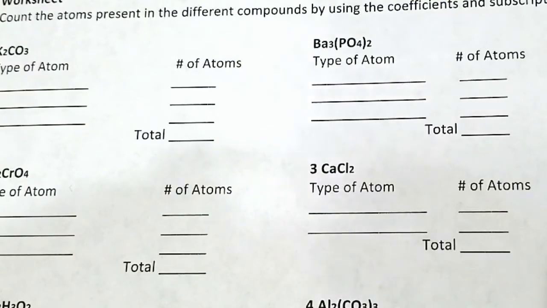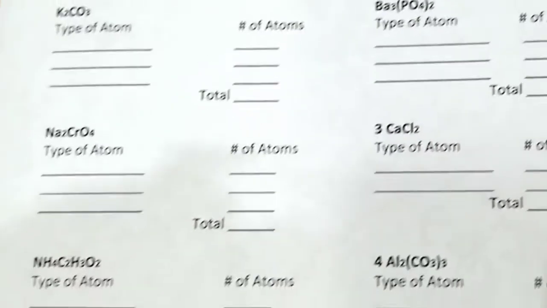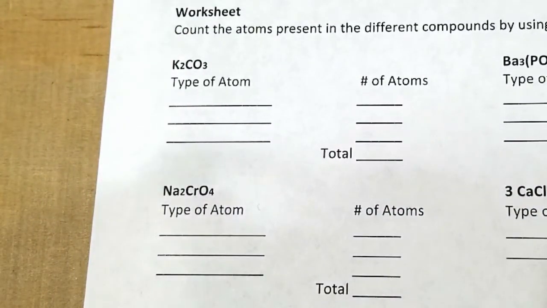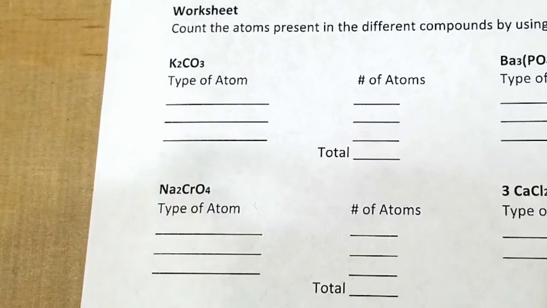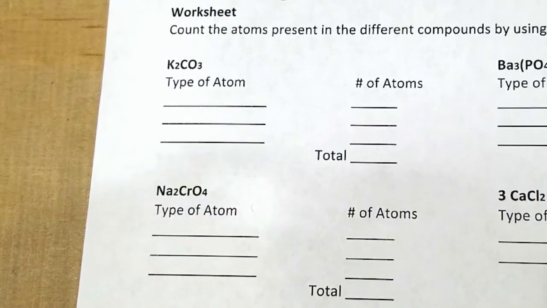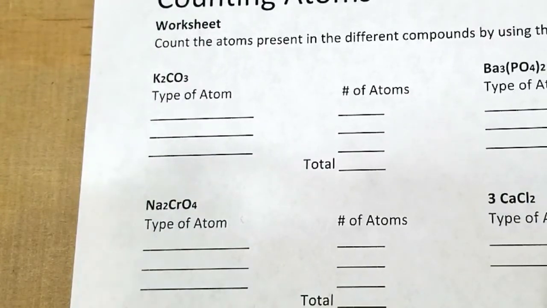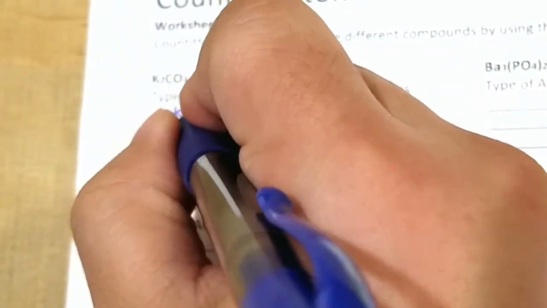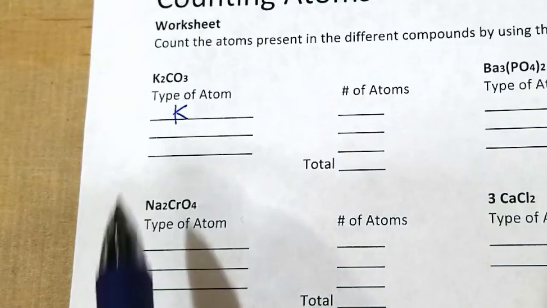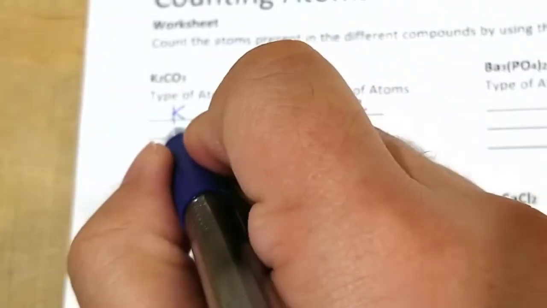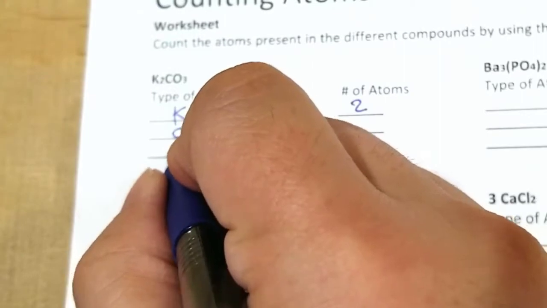Okay, so let's move on over to our second page, which is the worksheet for the day. Let's start with the top left one right here. So what they wanted to do is count the atoms present in the different compounds by using the coefficient and subscripts. First we have K2. So the type of atom, they want you to list it out. We have K. How many are there? There is 2 K.